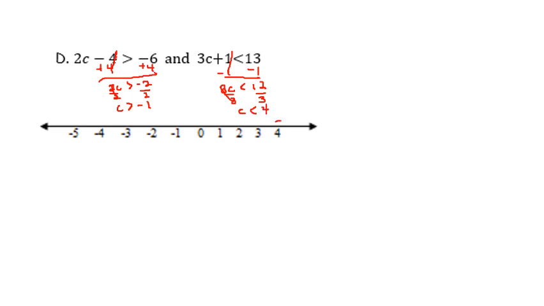So on 4, we would have an open circle. On negative 1, we would have an open circle. Negative 1, we would shade to the right. 4, we would shade to the left. And remember, this is where both of the shadings are, or it's going to be in between those two numbers. And so that's what our answer would look like.